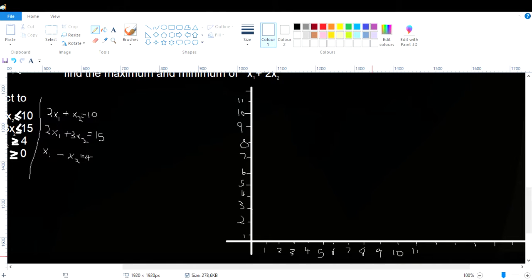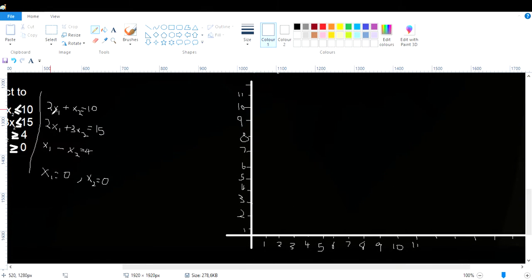So now let's plot these straight lines here. Let's just find the intercepts. Intercepts is when x sub 1 is equals to 0, or when x sub 2 is equals to 0. When one of these is equals to 0, we say these are intercepts. When both of these are equals to 0 is the point of origin. Okay, so now let's find the intercepts.